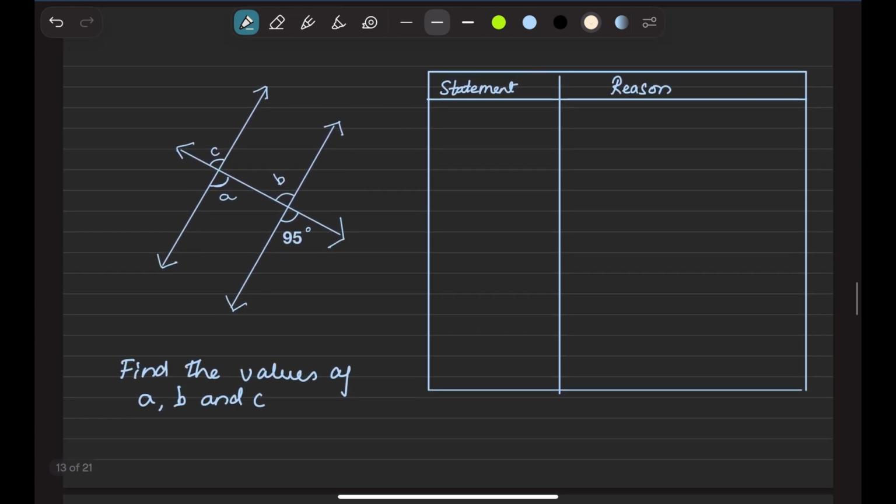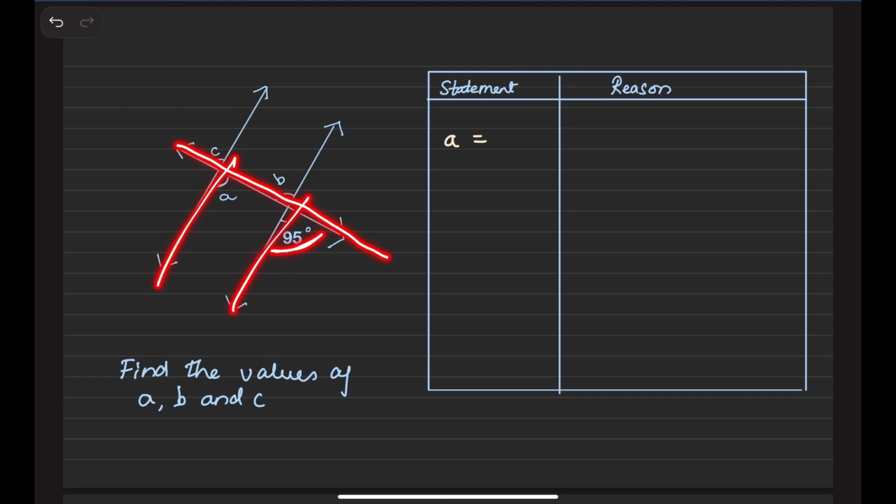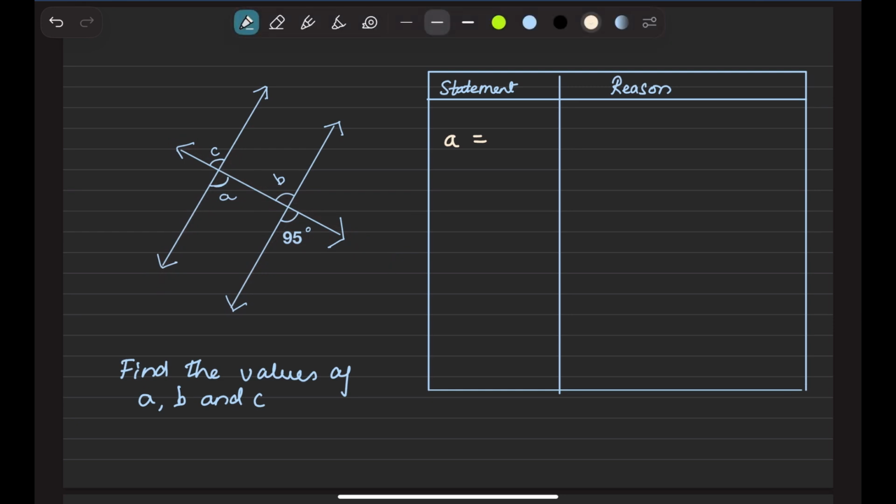Okay, now this kind of question comes in the paper usually. They have given the measurement of certain angles, but you are supposed to find the unknown letters. We are supposed to find A, B and C. So in the statement I will write A is, look here first, this 95 is given, these are our parallel lines, and that is the transversal. 95, so A is also 95. Tell me the reason, guys, why. Corresponding angles.